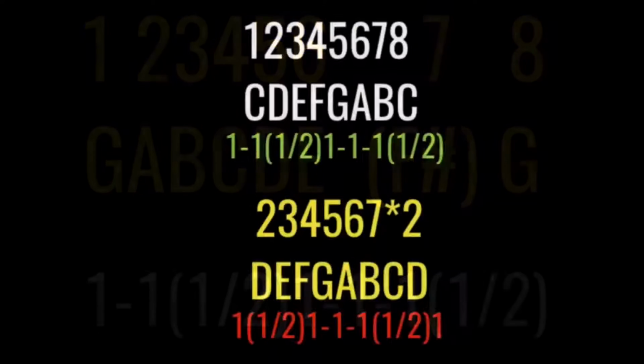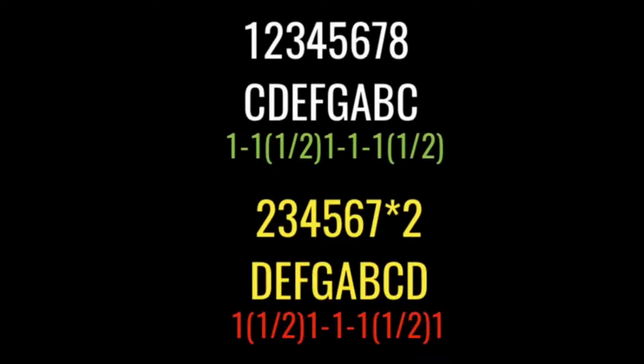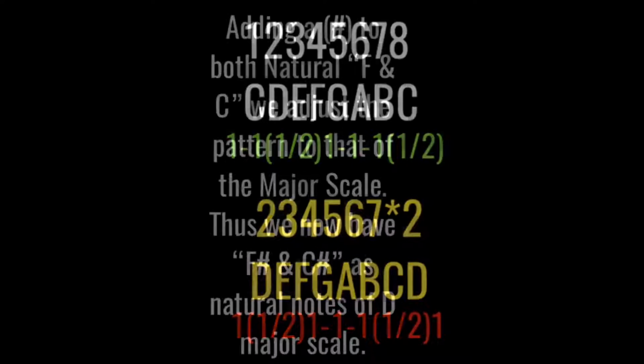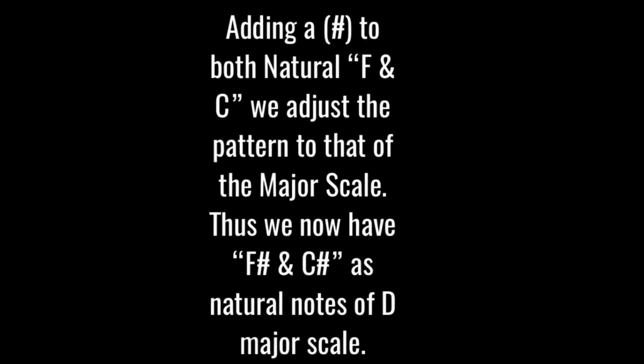Now try the same thing once again over the C major scale, but instead of G, use the note D. Now this is the new pattern you will find: 1, half, 1, 1, 1, half, and 1. As you see, it doesn't fit the major scale pattern that we're looking for. So in order to turn this scale into the D major scale, we need to fix it.